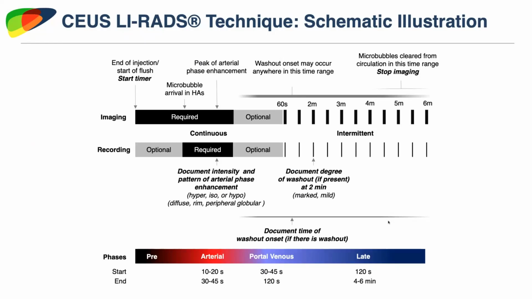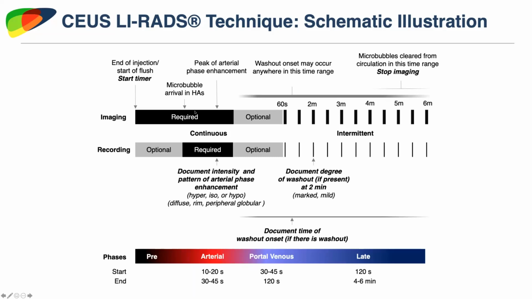This is a widely publicized schematic of a typical examination performed for HCC or a liver observation characterization. And you'll see it's broken up by when we're imaging, when we're looking, and when we're recording, taking images, relative to the phase of enhancement and the relative time following injection. And you'll notice here that the start of the arterial phase is much, much sooner than we expected on a CT or MRI. And a lot of it has to do with signal to noise and bubble contrast dynamics.